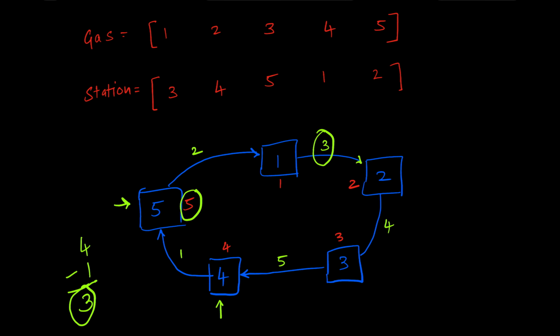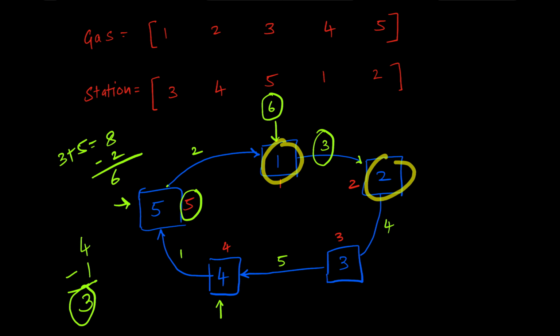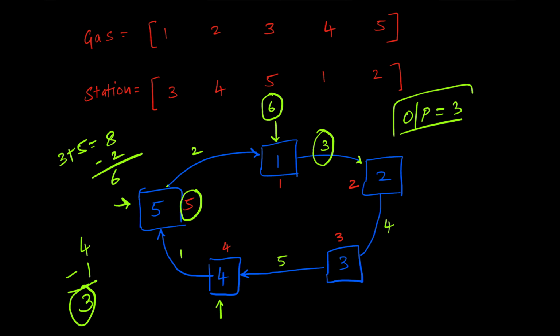At gas station 5, there are 5 units of gas available, which will be added to the gas tank, totaling 8. And we need 2 units to reach the next station. So we have enough surplus of gas to make that journey. When the car reaches station number 1, it will have 6 units of gas available. It should be enough to go to the remaining stations in the circuit and complete the loop. As we started the journey from station number 4, its corresponding index is 3, which will be our output.